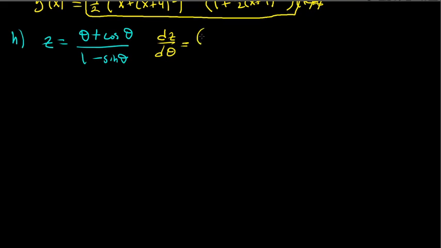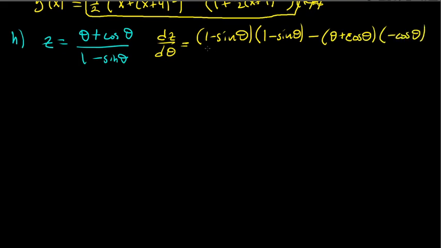Quotient rule, right? Low d high minus high d low. I think this is the first time we actually had to use the quotient rule, at least for these problems here. So 1 minus sine theta, coincidence, right? Minus high d low, right? So numerator, and then the derivative of the denominator is just negative cosine theta, all over the denominator squared.